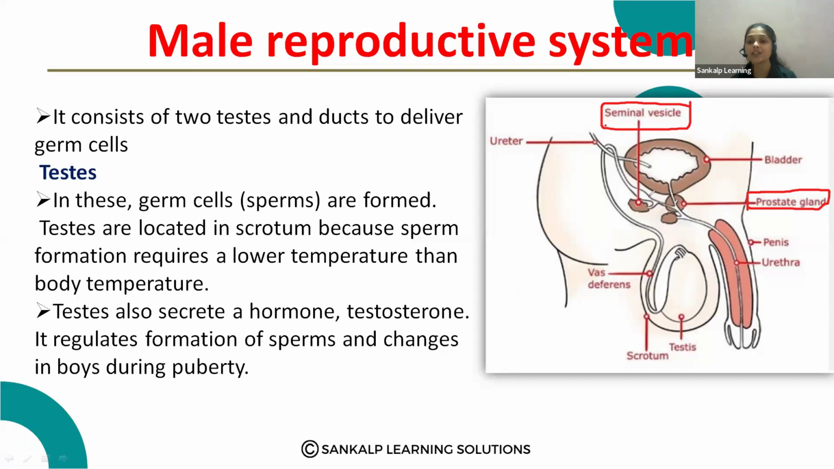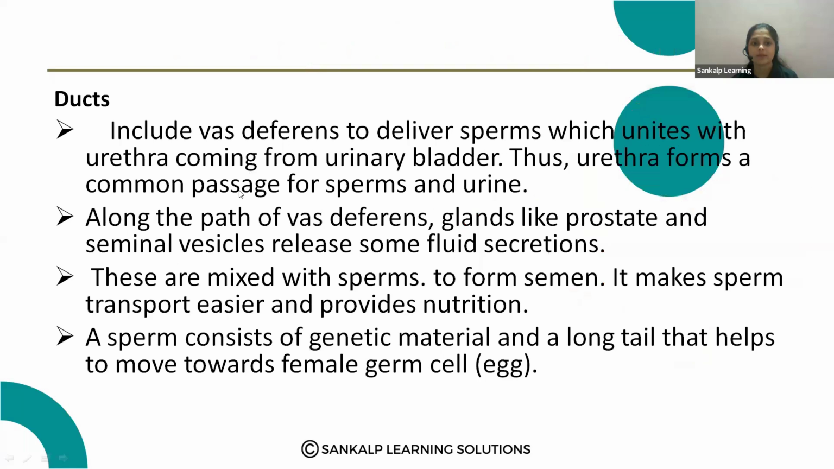This provides energy to the sperms. So here, the seminal vesicles and the prostate gland, they will secrete some secretions, fluid-like secretions that are mixed with the sperms. The fluid-like secretions mix with the sperm, and that is called semen.